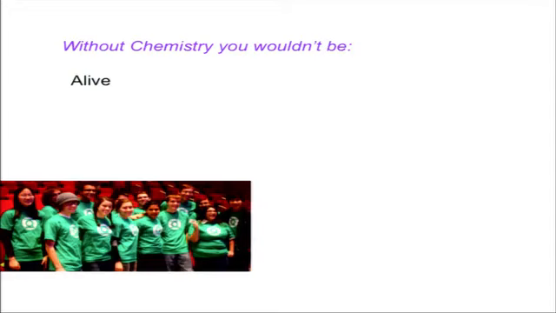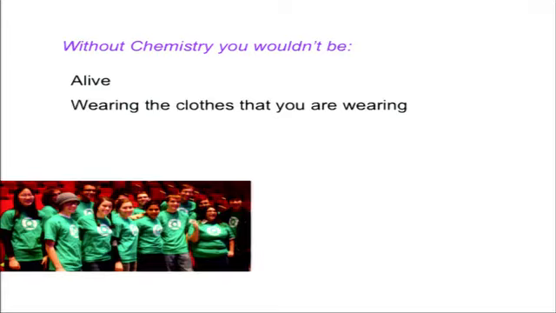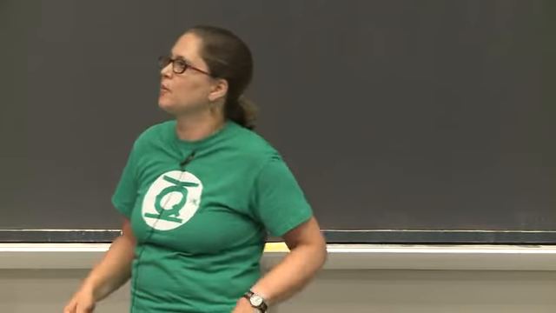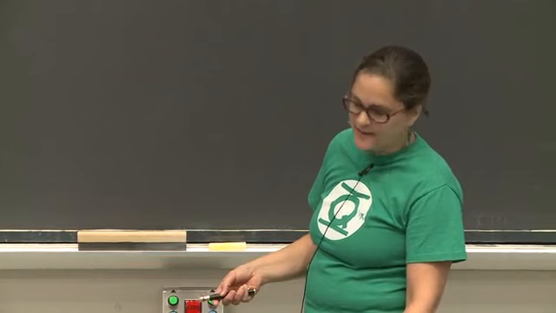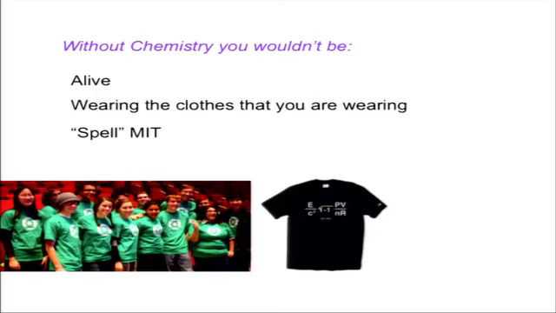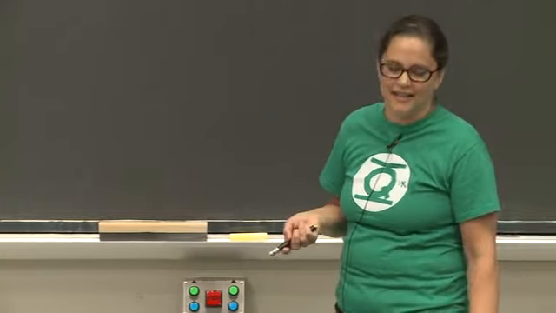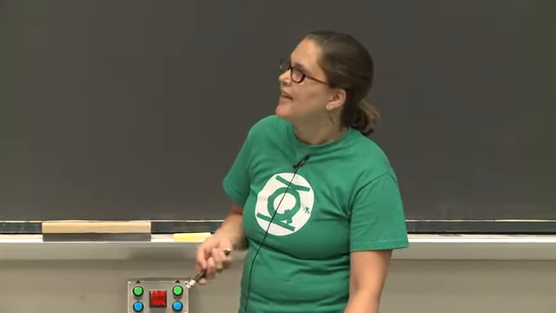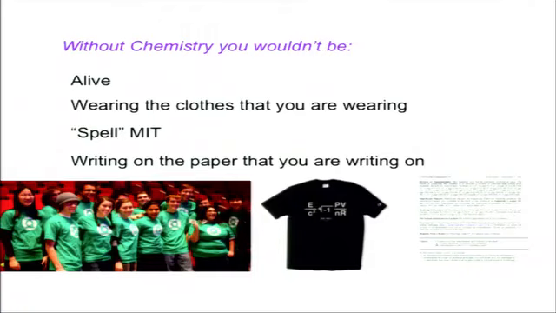Your body is a series of chemical reactions. You wouldn't be wearing the clothes that you're wearing. Pretty much a chemist figured out the material that you're wearing or how to process it. And I think really importantly, you couldn't spell MIT without chemistry. We have the M from physics, the I from math, and we have the T from chemistry. So if you want to spell MIT, you got to learn about the ideal gas law. And you wouldn't have the paper that you might be currently writing on without chemistry.